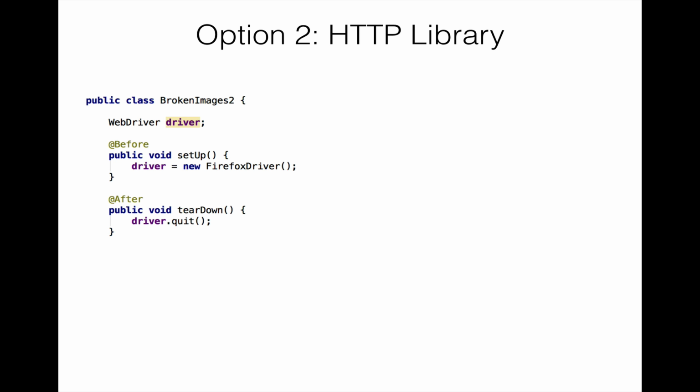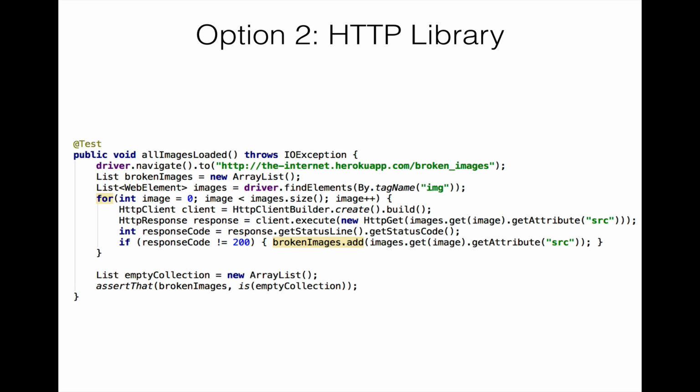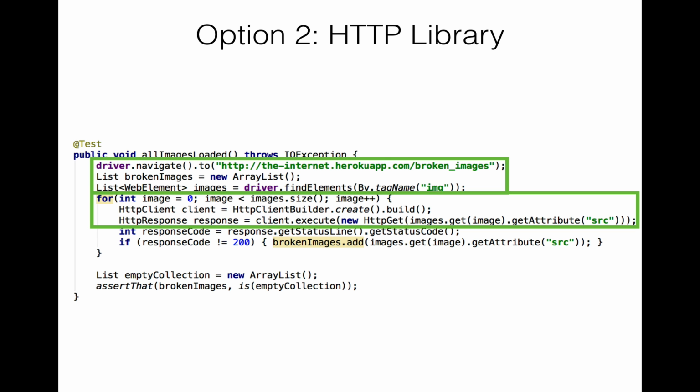So for using an HTTP library, the setup is very straightforward. It's just loading an instance of a browser with Selenium, quitting it when we're done. And then in the test itself, we load the page, create a couple collections, one for broken images, one for all the images, and then we loop through all the images on the page. The thing that's different here is that we're using HTTP client to basically use a GET request for each image URL. And then, based on its response, we get its status code and we say, if it's not 200, then we want to add the URL for it to this broken images collection.